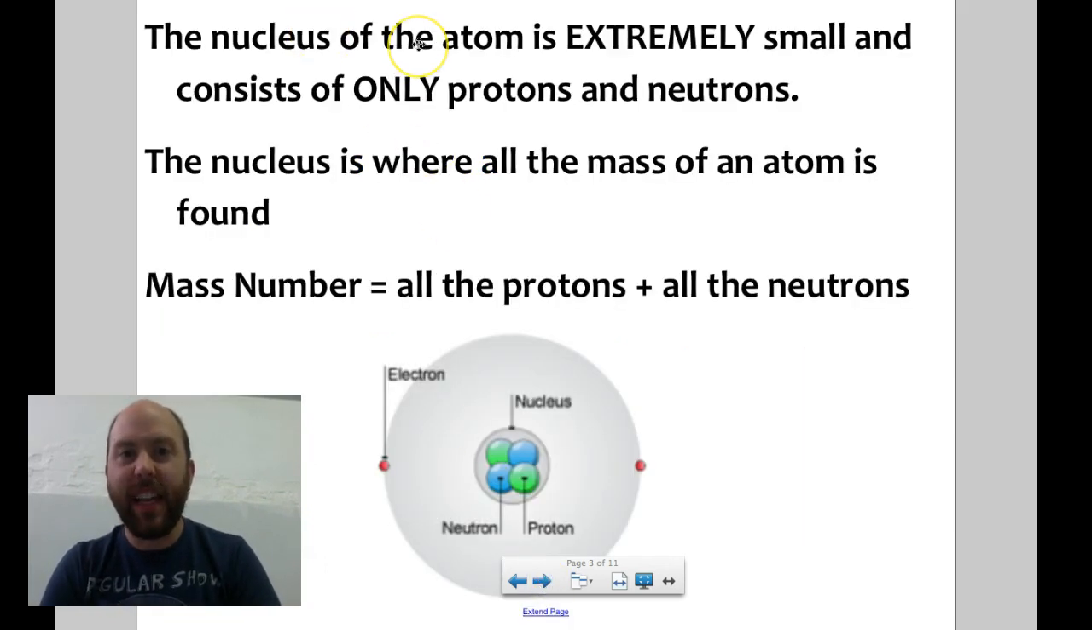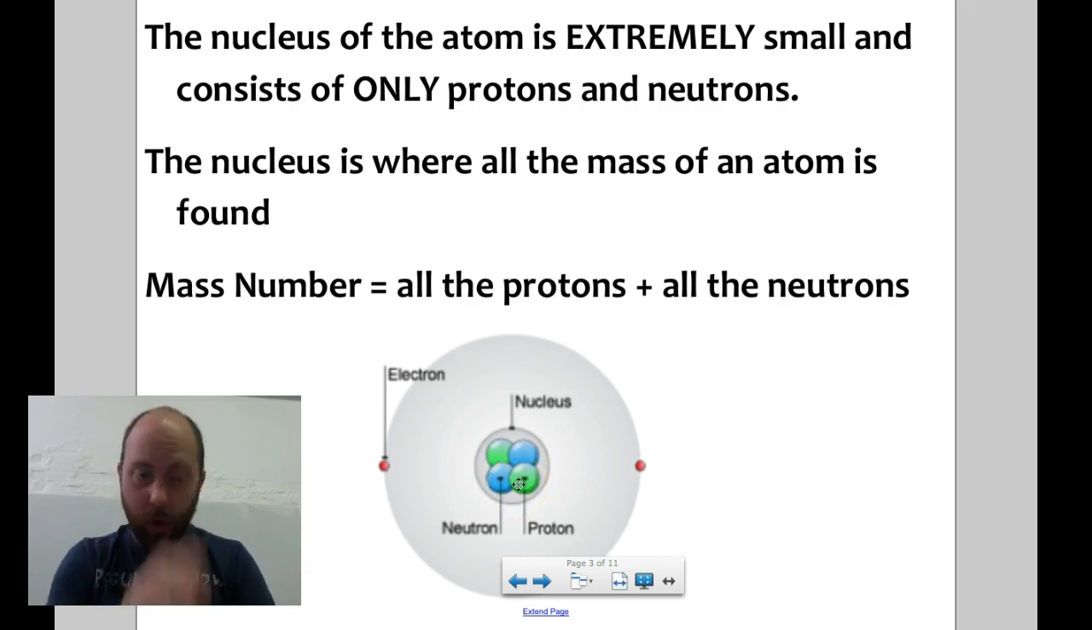The nucleus is an extremely small but hardcore dense part of the atom, like that's where all the mass is. And inside the nucleus, which you can see right here, that's where you find all your protons and neutrons. So all the protons and neutrons are inside the nucleus. Don't worry about mass number, we'll talk about that later.